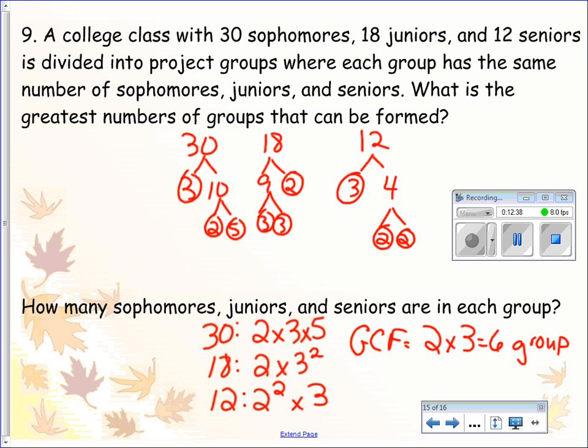Now the second part is asking how many sophomores, juniors, and seniors will be in each group. Since you have 30 sophomores, you're going to take 30 and divide it by 6 because that's how many groups there are. So you're going to have 5 sophomores. Since you had 18 juniors, you divide by 6, and that's going to be 3 juniors in each group. Your seniors were 12, so 12 divided by 6 is 2 seniors in each group. You will need to be well aware of how to use this procedure with that type of word problem. Any questions? Because this is on your test. This is on a graded worksheet.